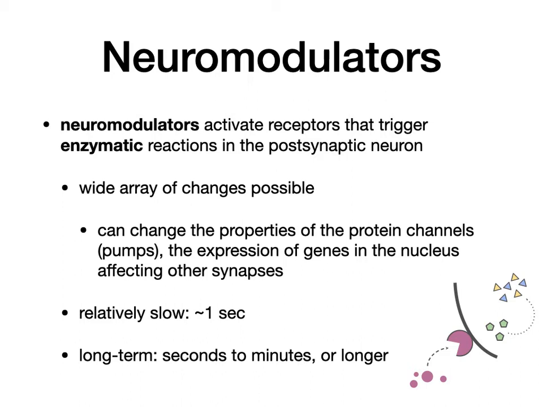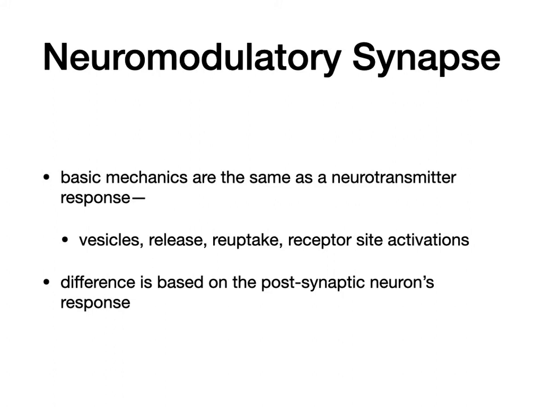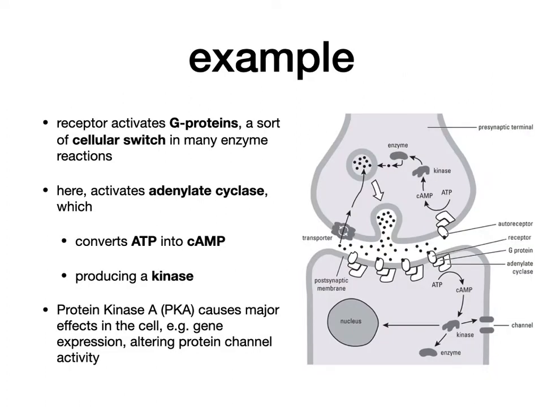So in the neuromodulatory synapse, basic mechanics are similar to the neurotransmitter stuff. There's vesicles, release, reuptake, receptor sites, etc. The difference is that the postsynaptic neuron does some different stuff here. So let's cover it. Here's an example. One receptor on the postsynaptic neuron activates G proteins, this sort of cellular switch in a lot of enzyme reactions. Here, it's going to activate adenylate cyclase.